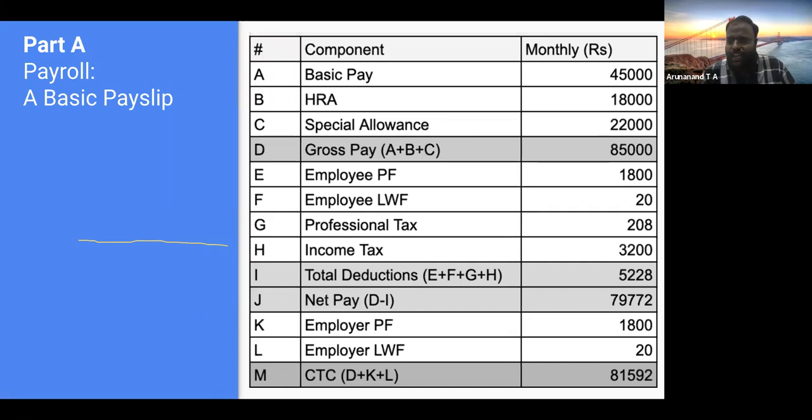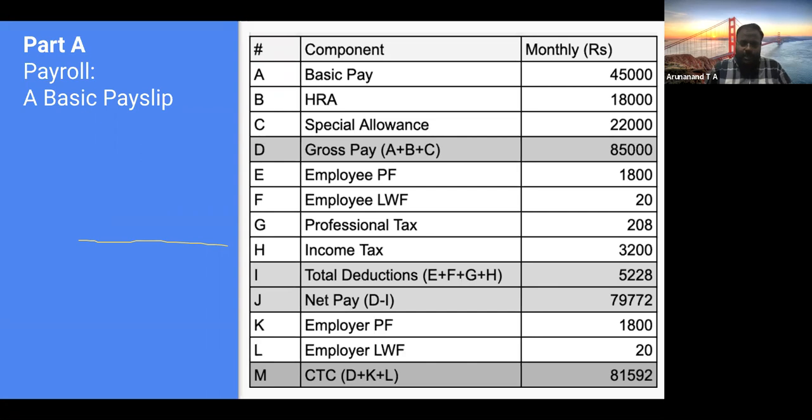And we have an HRA, which is 18,000, and there is a special allowance of 22,000. So these three are the components of an earnable salary, which I have given in this particular pay slip. And when you sum up these three, that is 45,000, 18,000, and 22,000, what you get is what we call as gross pay. Gross pay is nothing but the sum of all the earnable pays: basic pay, HRA, and special allowance. So this 85,000 is the sum of 45,000, 18,000, and 22,000.